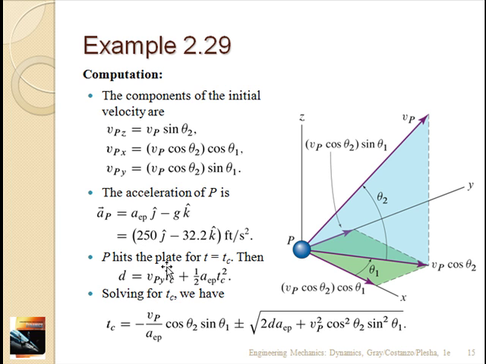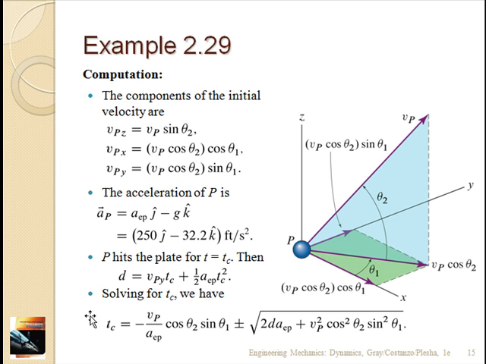Okay, so we want to find when the particle hits the plate. So let's call Tc the time at which it hits the plate. Then it hits the plate when y equals d. And if we write the y position for this constant acceleration case, it's the velocity of the particle in the y direction initially times Tc plus 1/2 the acceleration times Tc squared. Okay, and we know all these. We know d and we know vpy. It's that initial velocity in the y direction, and we know the acceleration in the y direction is 250.